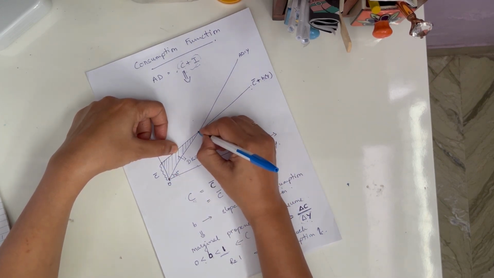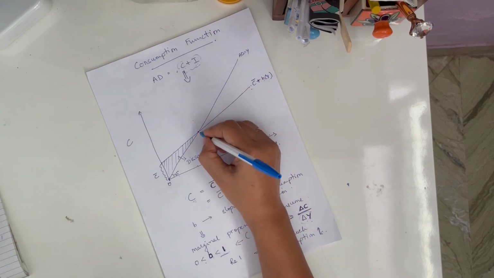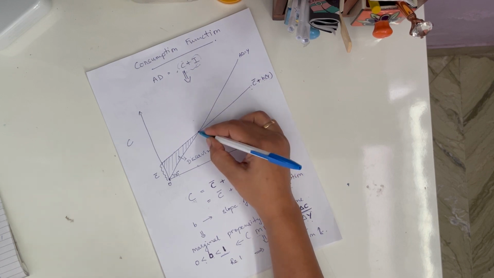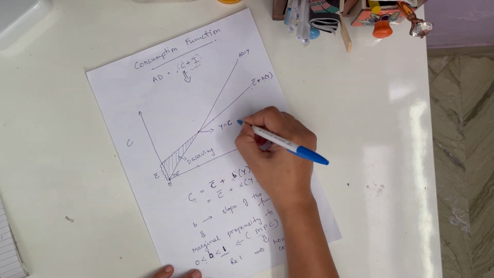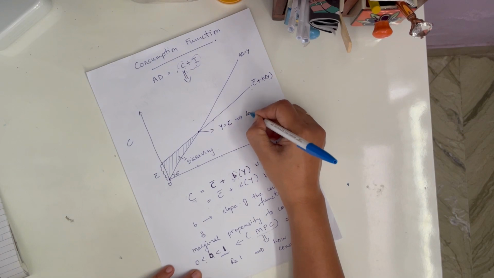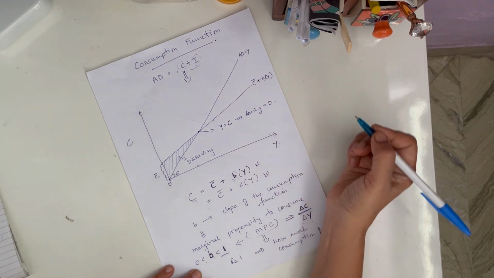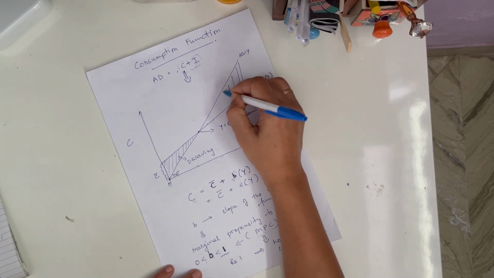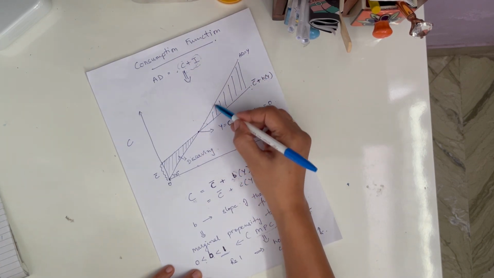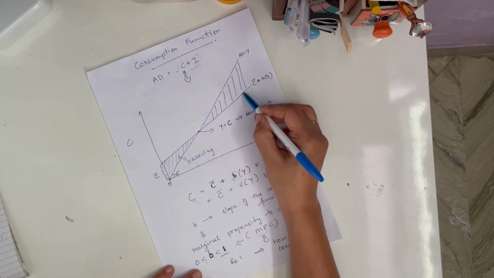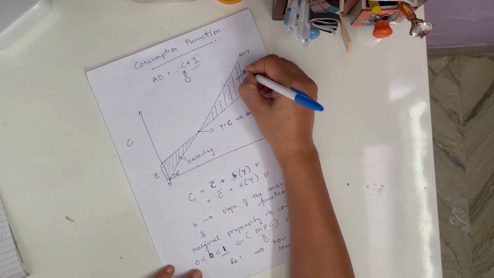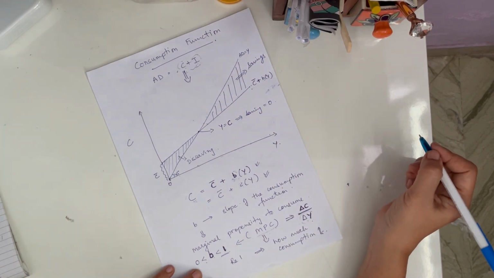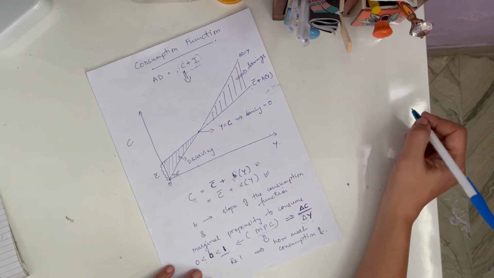Now this is the point where my consumption is exactly equal to my income. So my savings are 0 here. And here, since my income is higher than my consumption, this is my part of savings. All right, do you understand this?